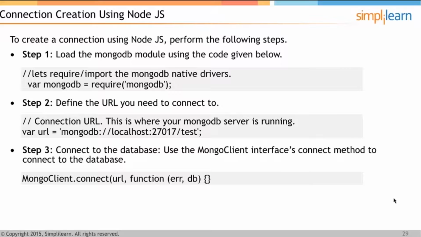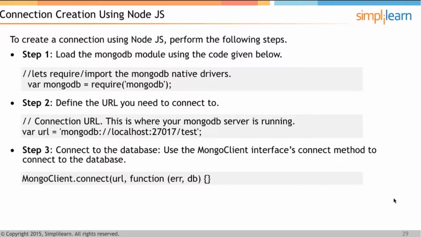Step three is to connect to the DB. Use the Mongo client's interface connect method to connect to the database. So the Mongo client's interface has a connect method which I can use, which I'm using over here. And again, the same old story, the URL. There I used to pass a Mongo client object. Here, I'm just passing that URL, which now has the server details where it is running, as the parameter. And along with that, it passes a function.